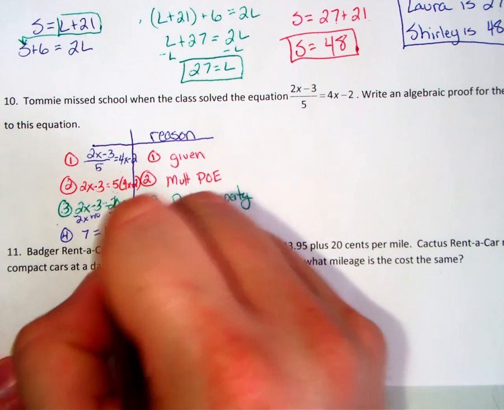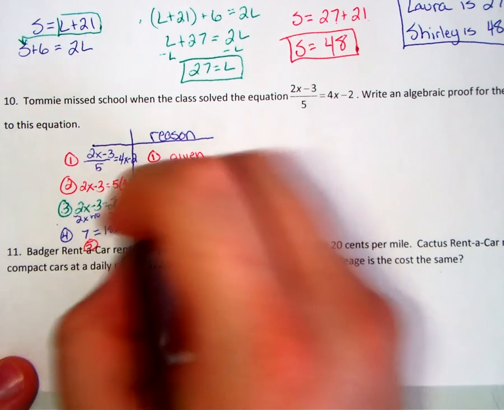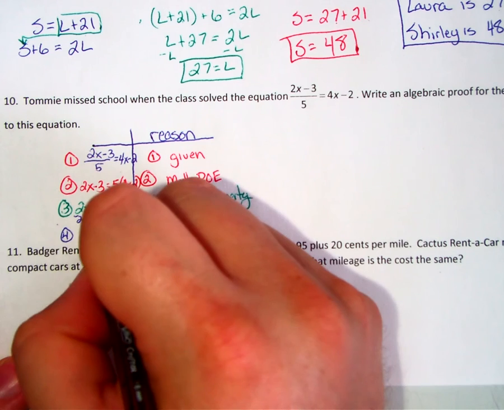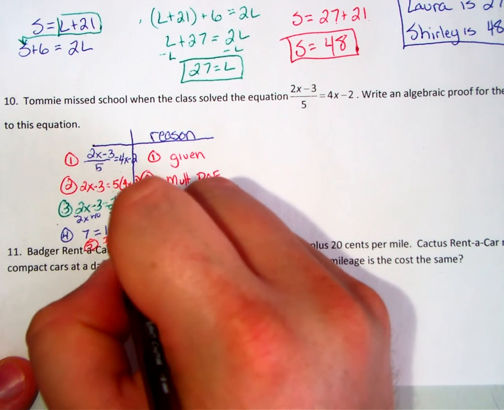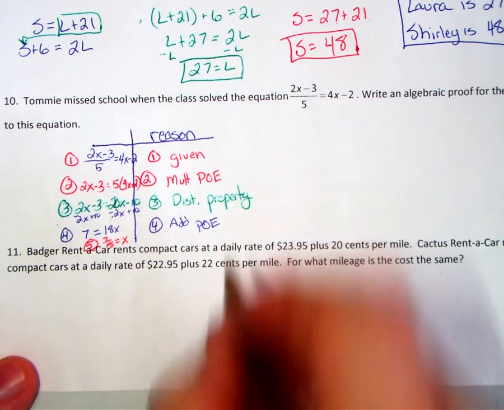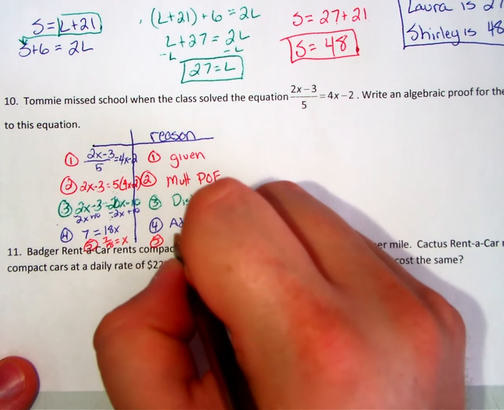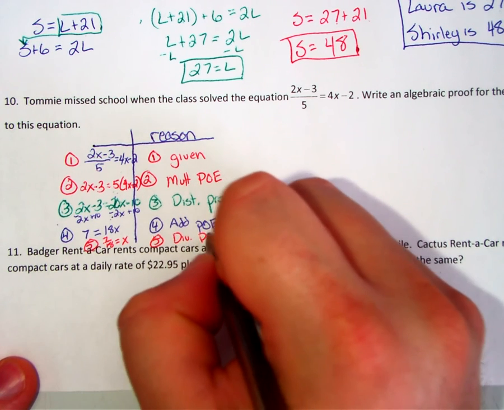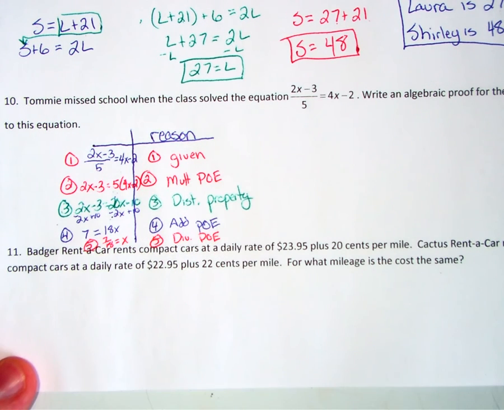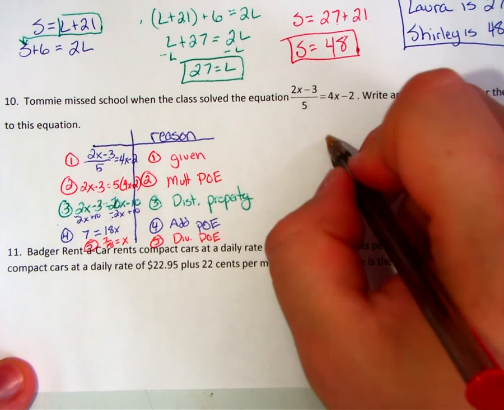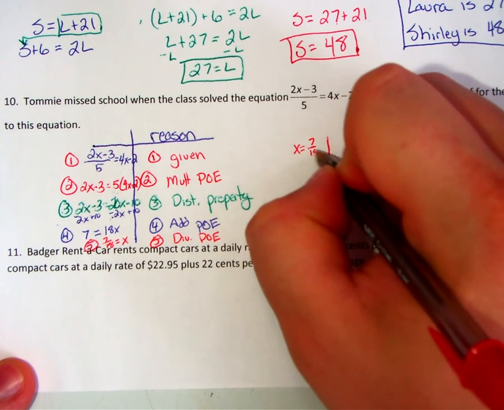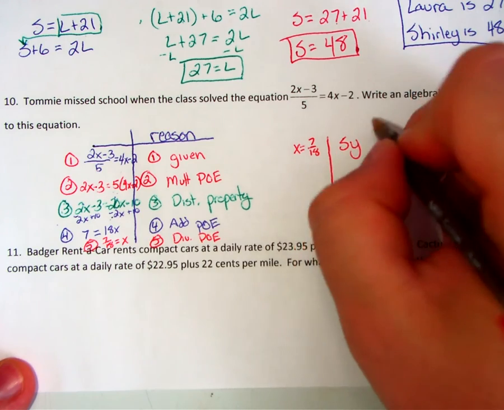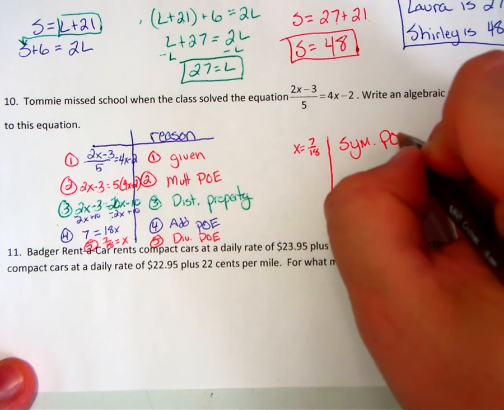Now, in order to get x by itself, we divide. So step 5, 7 over 18 is equal to x. So step 5 would be the division property of equality. And then ideally we want to see x on the left side. I've run out of room, so let's continue over here. X is equal to 7 over 18. That's going to be your symmetric property of equality.